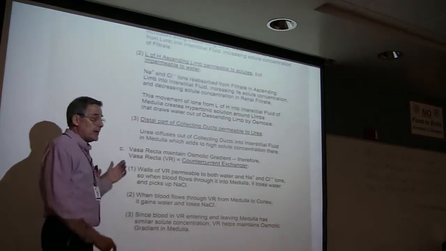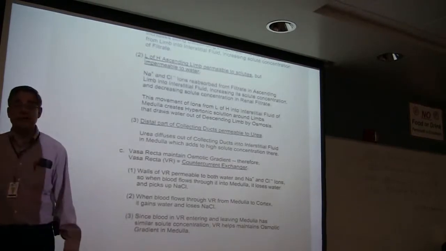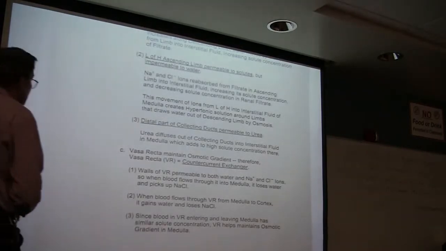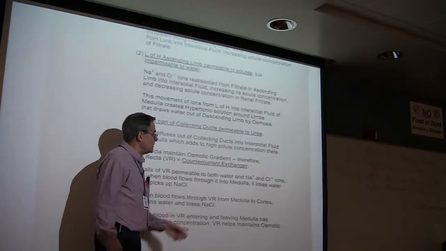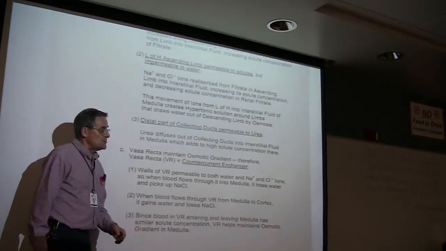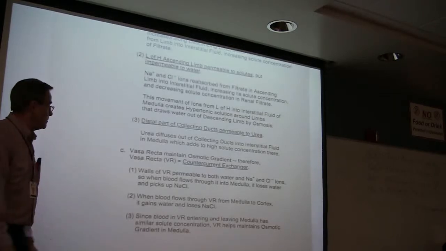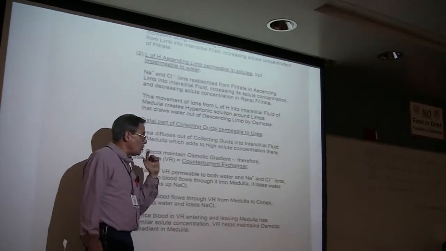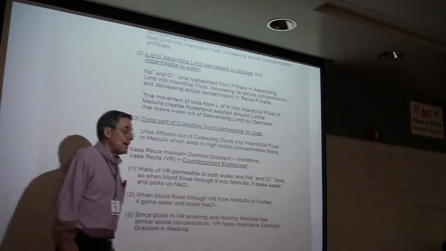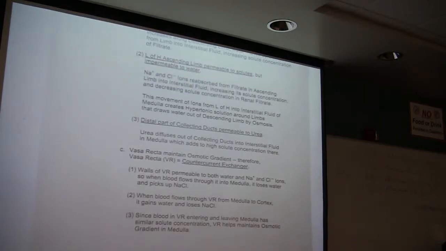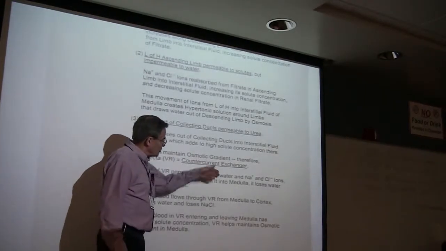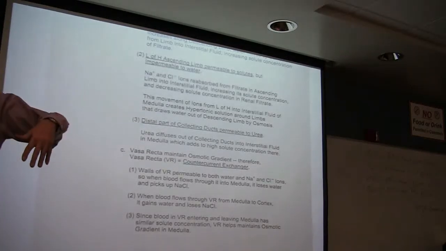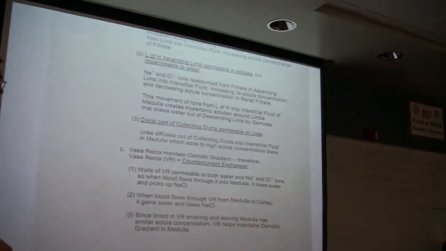Now there's another element in the equation, and that is the vasa recta. The vasa recta, remember, are the capillaries that surround the loop of Henle in the medulla. And this is what maintains an osmotic gradient. Therefore the vasa recta is called the countercurrent exchanger. The walls of the vasa recta are permeable both to water and also to sodium and chloride ions. So when the blood flows through it from cortex to medulla, it's going to lose water. Again, why? Because it's flowing through a hypertonic environment, which pulls the water out by osmosis.